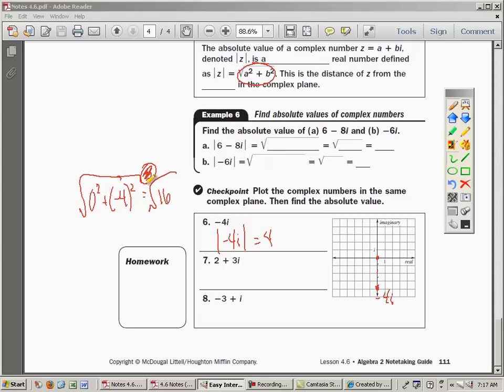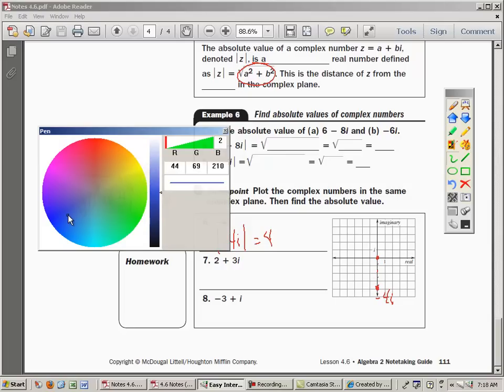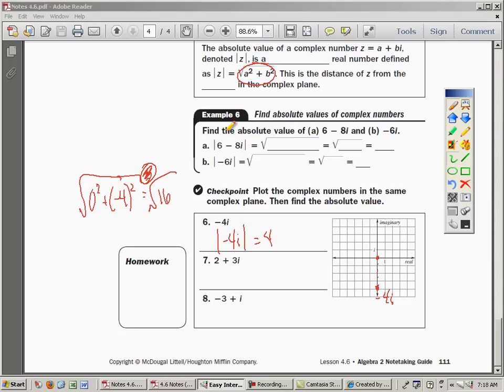All right? For number 7. Okay, number 7 is a little bit different. For number 7, we have to go over 2 on the real axis and up 3. All right, and so there's the point right there, 2 plus 3i. And so how far is it from there to there? Well, again, if you want to use the picture, you can. All right, this distance here is 2 units. This is 3 units. And so we want to know what's that distance, what's the absolute value.